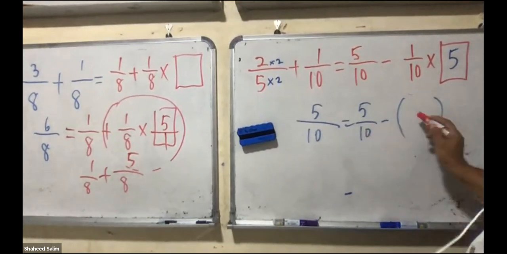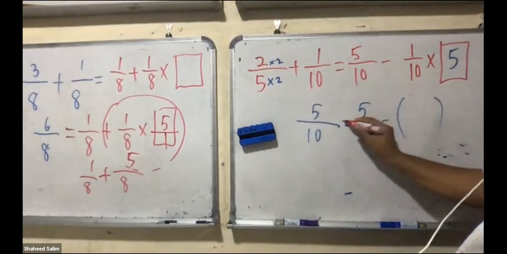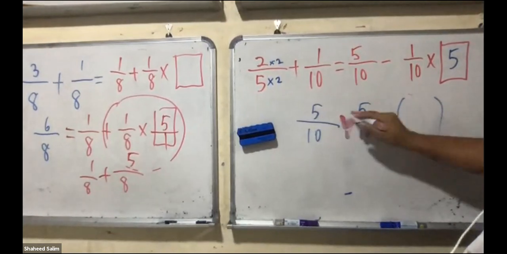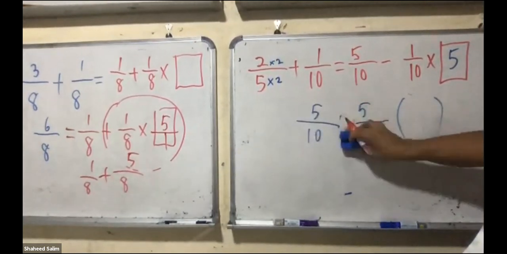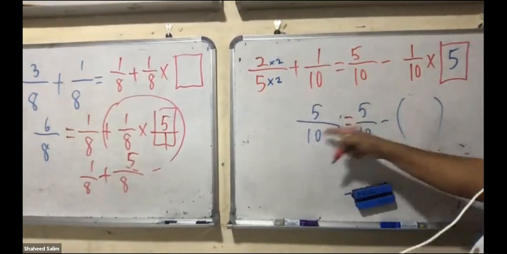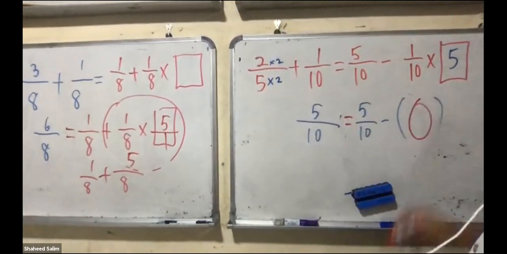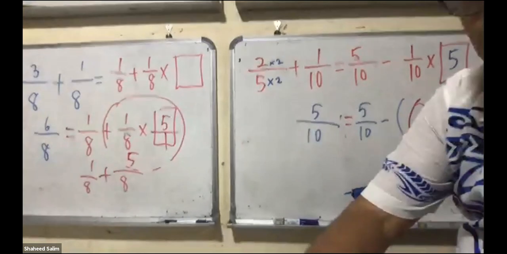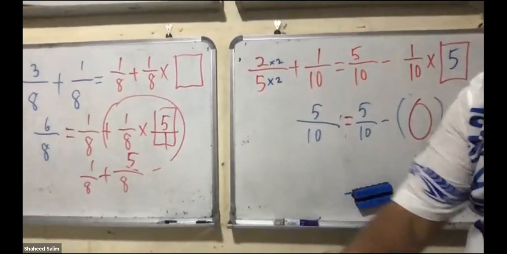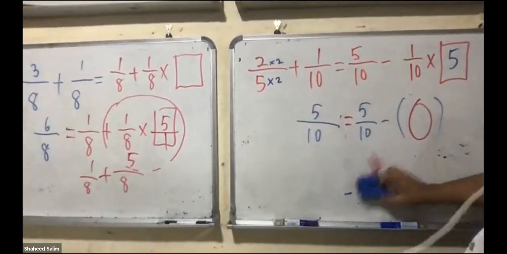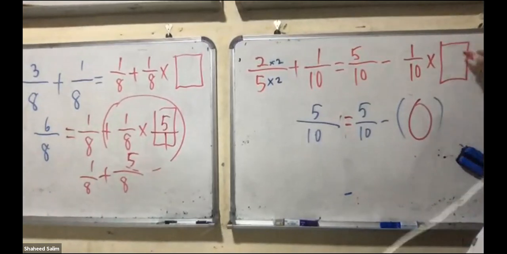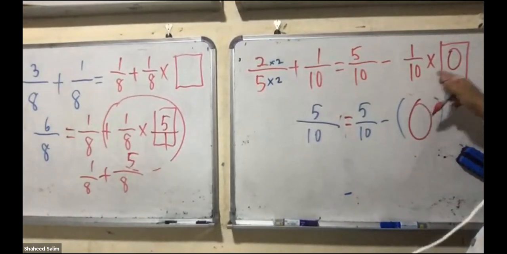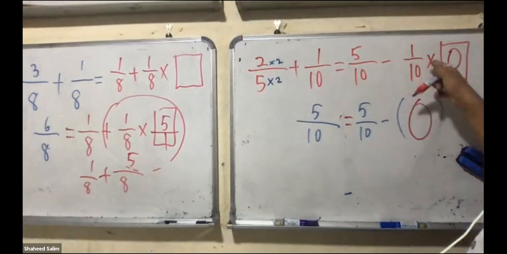5 over 10 minus what equals to 5 over 10? This one is equals, right? It's 0 lah. So down here, Hannah is coming in now. Down here, it has to be times 0. 1 over 10 times 0 gives me 0. Once it can be 0.